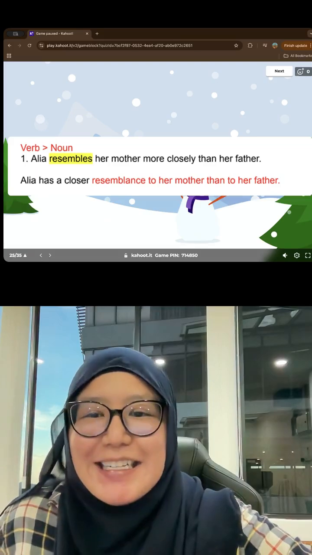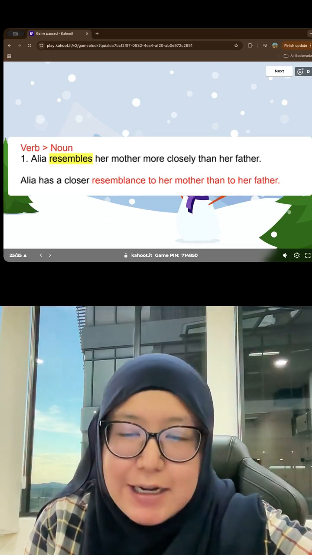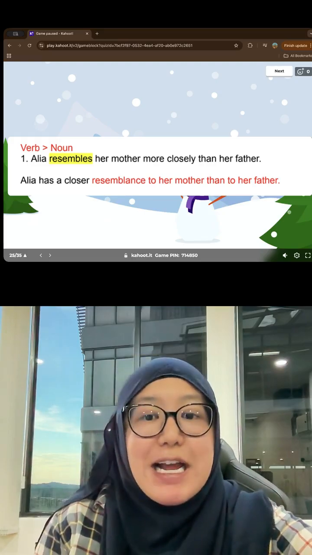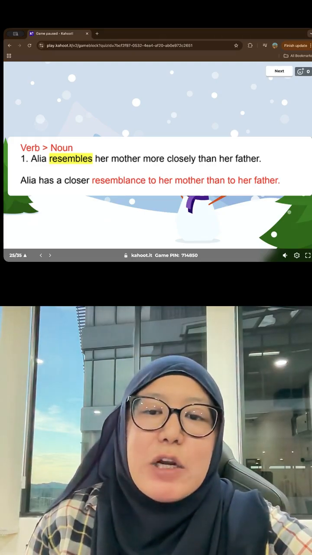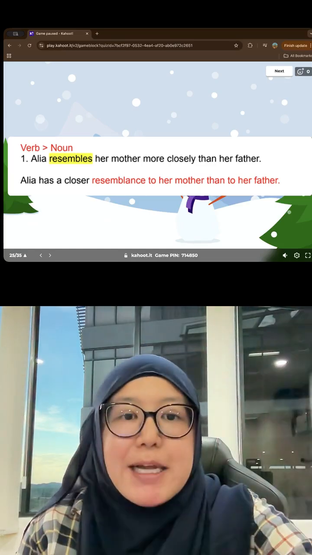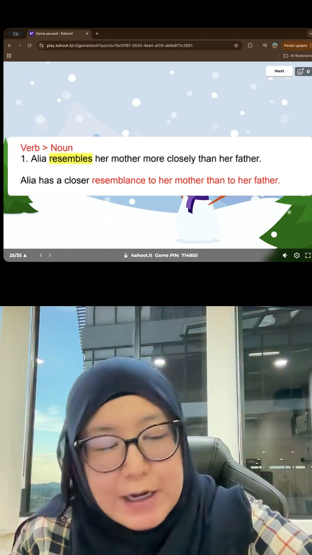I'm impressed. Okay, so for these synthesis and transformation questions, of course, you have to change the verb, the resembles, to noun. Okay, so Alia has a closer resemblance. Okay, so you just copy her mother and her father. To her mother, then to her father.